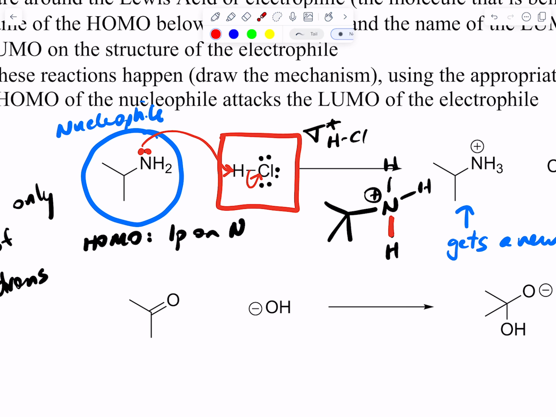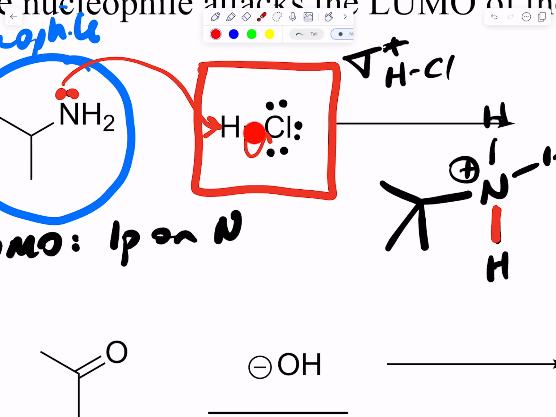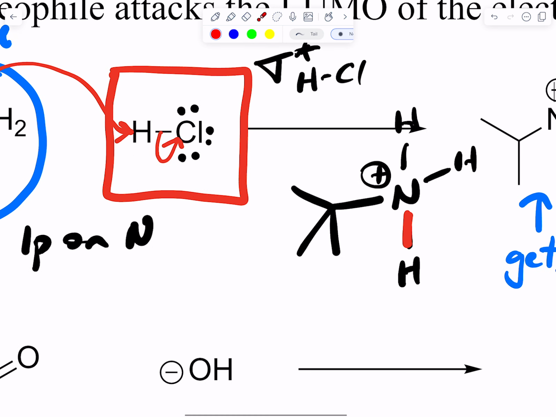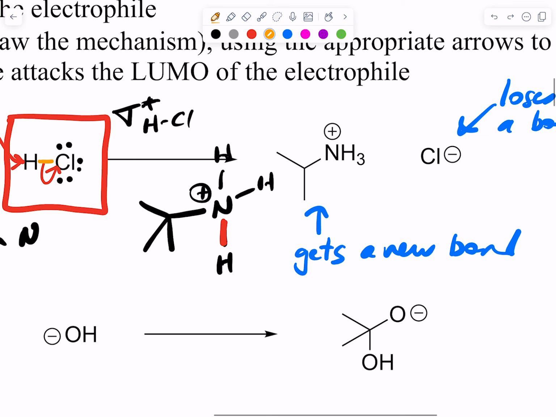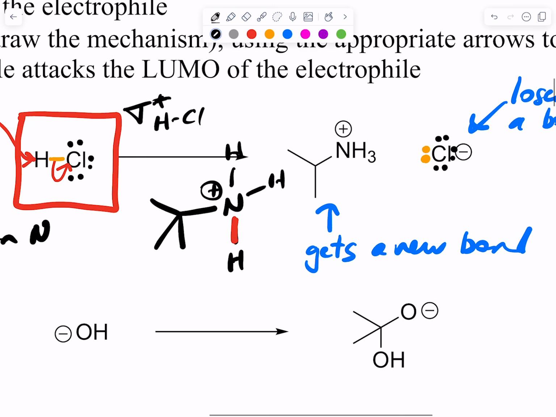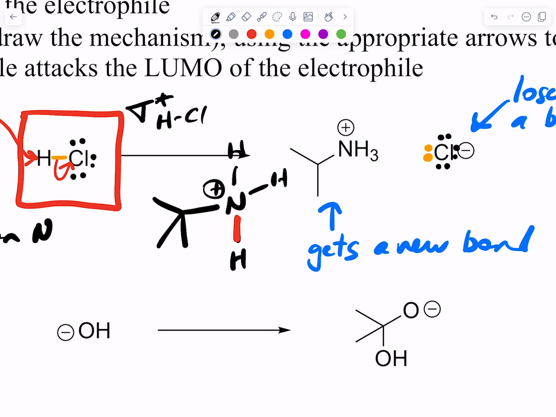Now the small arrow here, notice I started it with the sigma bond, and then it went to the chloro. That indicates the sigma bond is breaking, and the electrons in that sigma bond are going onto the chloro. In other words, these electrons here in orange become this lone pair on the chloro. Do you understand what the arrows mean?